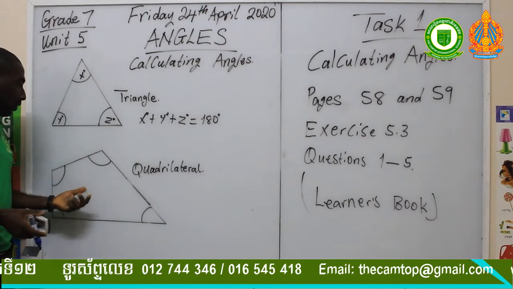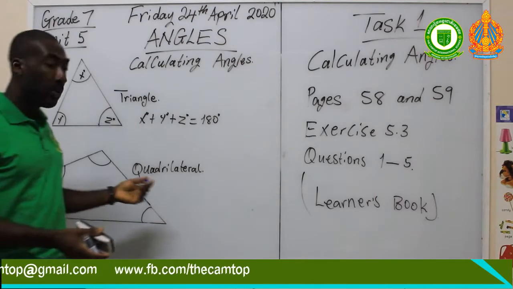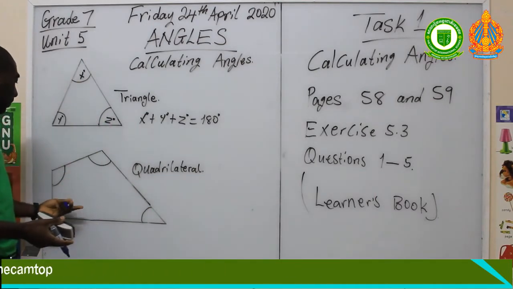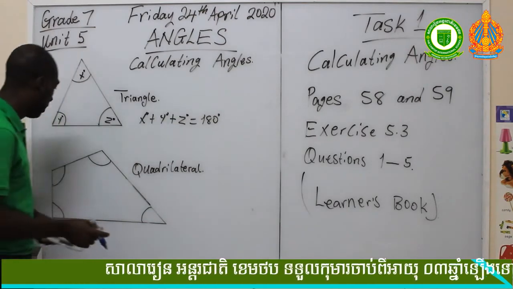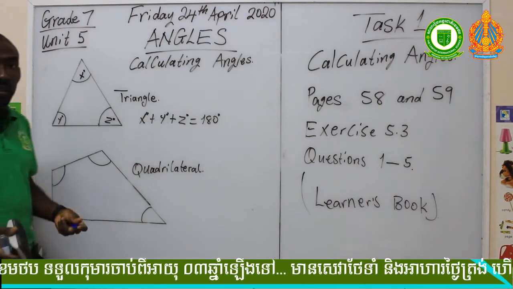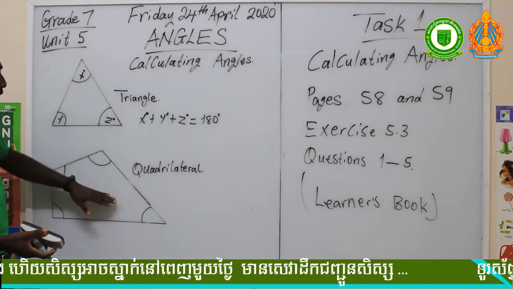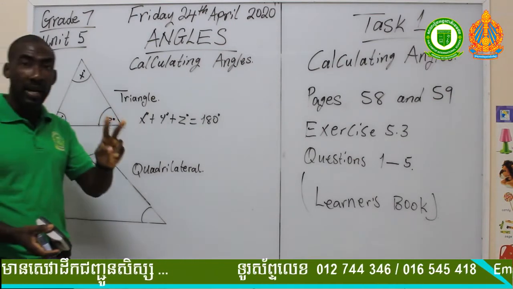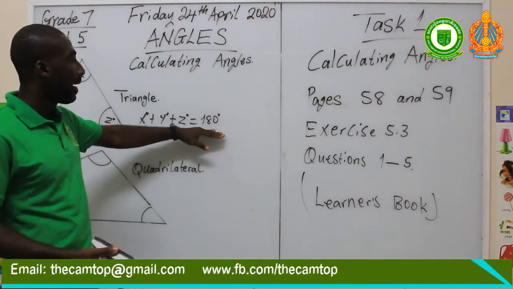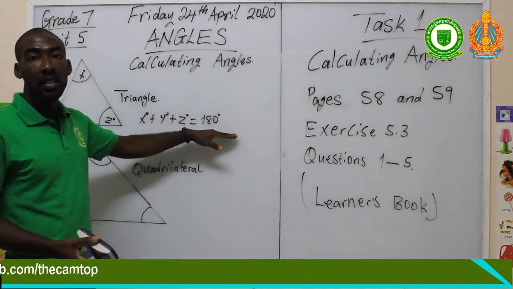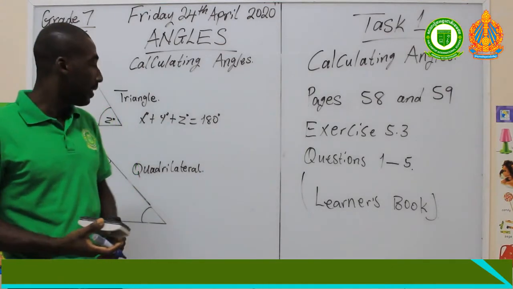The next thing you should know is the total angle of a quadrilateral. A quadrilateral gives a total angle of 360 degrees. Why do we say that? When you divide your quadrilateral into 2 parts, you will have 2 triangles. We know that the total angle of a triangle is 180 degrees, so 2 times 180 degrees gives you 360.